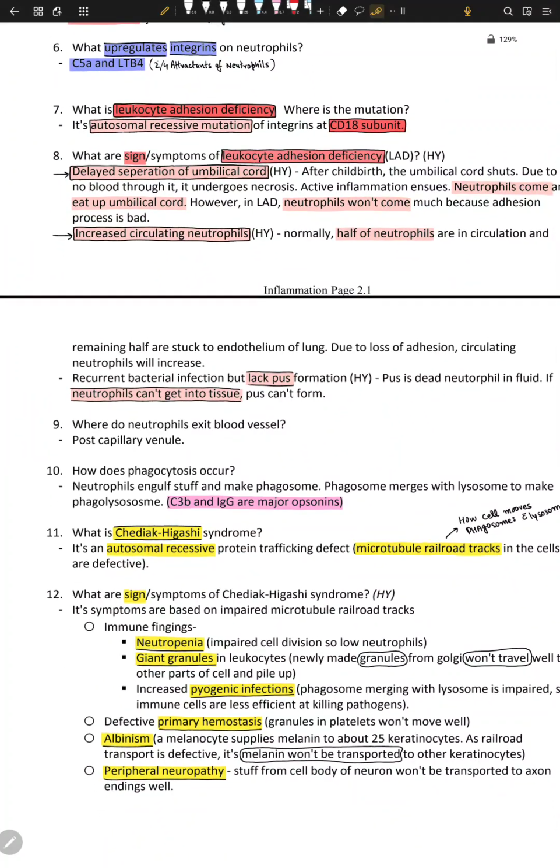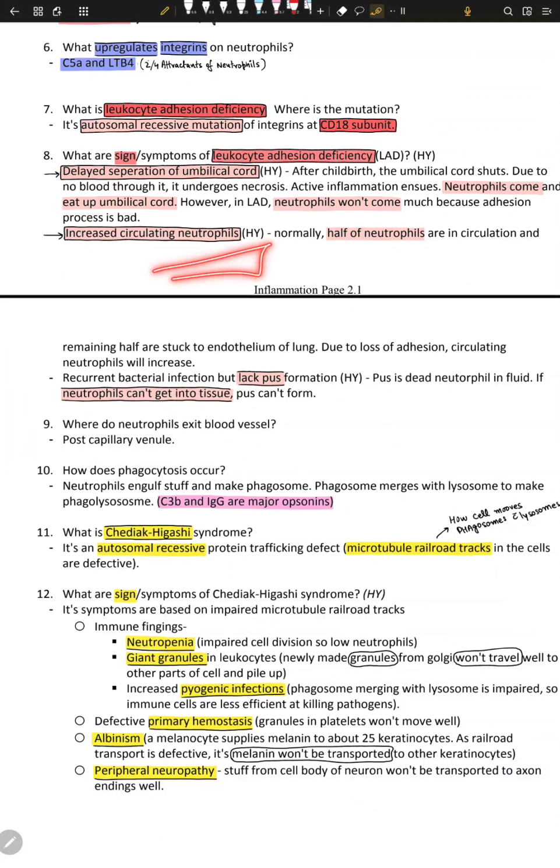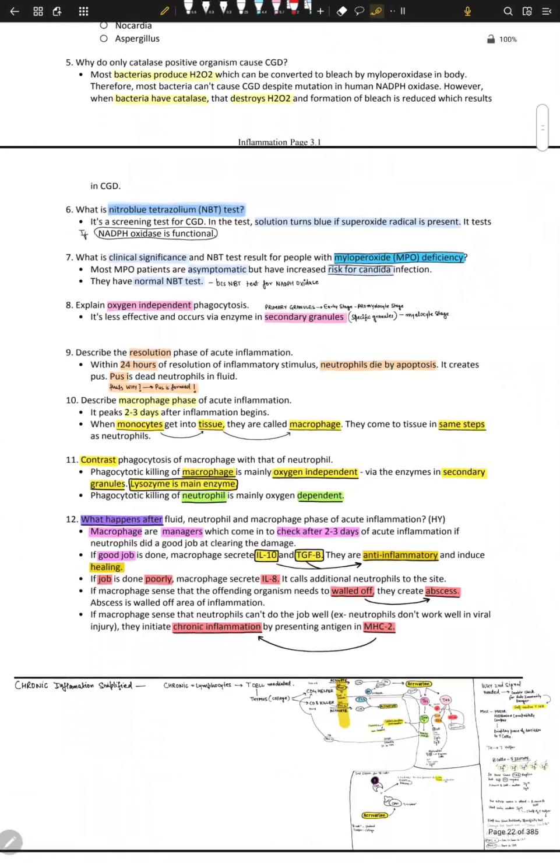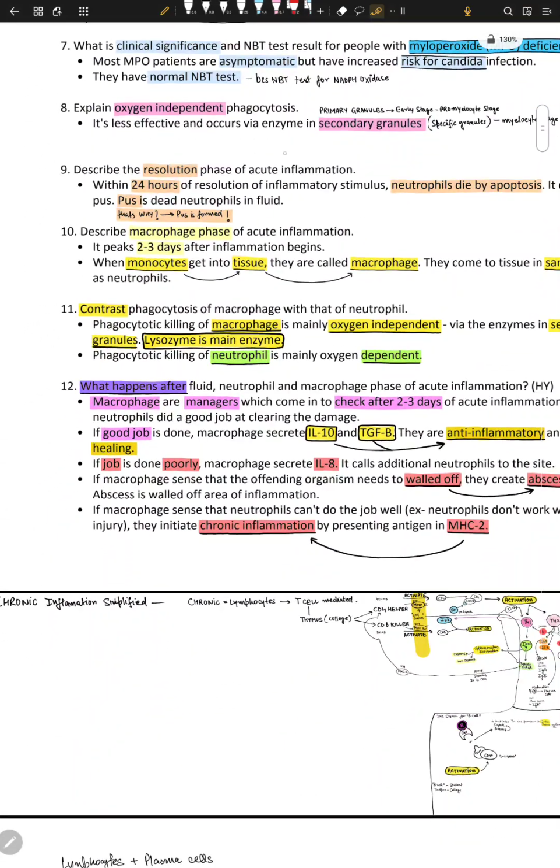There is some problem with this adhesion, right? If they cannot adhere, it means they will not go to the cell. If they cannot go to the cell, the pus will not be formed. So here the pus is not formed, and this secondary is oxygen independent phagocytosis, which is done by secondary granules, right?